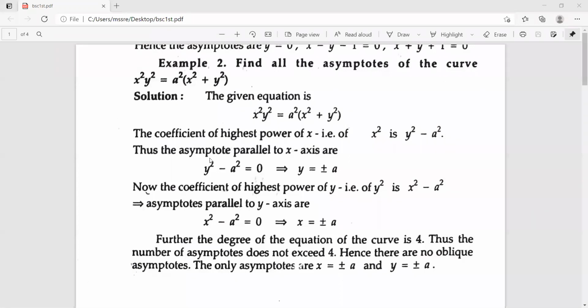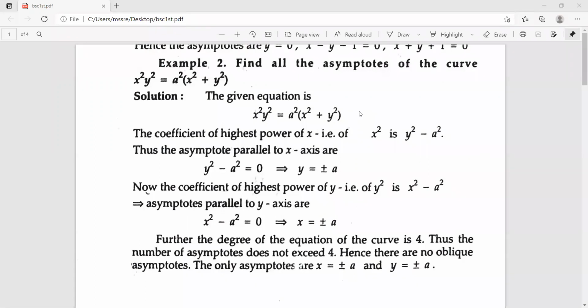Okay, right. Now I shall continue this. Totally, it has 4 asymptotes because the degree of the equation is 4. Is there a necessity to find the oblique asymptotes in this case? No, because already we have got 4 asymptotes, and the degree of the equation is also 4. The x power is 2 and the y power is also 2. If you add those two, the degree is at most 4. Therefore, it cannot have more than 4 asymptotes.